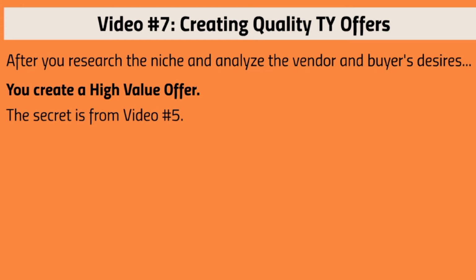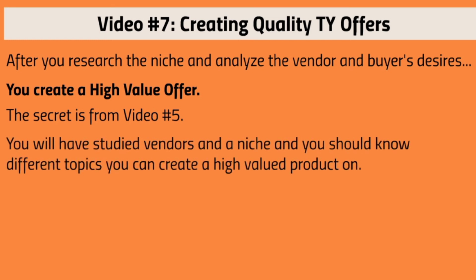The secret is from video number 5, where we talked briefly about finding vendors to piggyback on. In doing so, we were able to study the vendors and a niche, and you should know different topics that you can create a high value product on. Remember, it's not about creating something that the vendor has already created. It's about creating something of high value that is not in direct competition, but is related in some fashion, whereas the vendor will actually say yes.